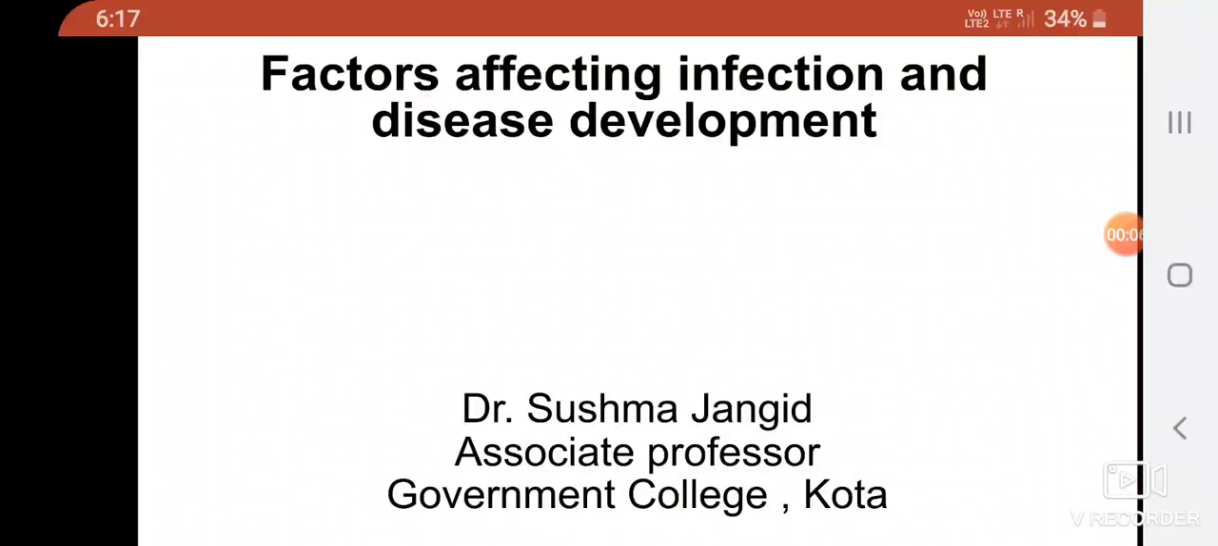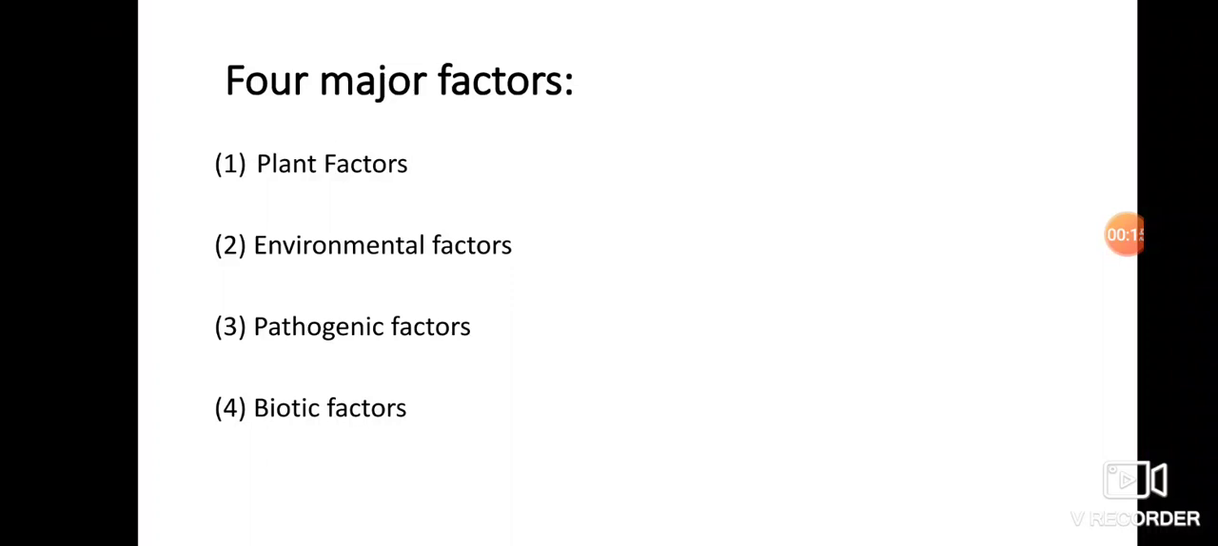Today we will discuss the factors affecting infection and disease development in plants. There are four major factors which influence the infection and disease development in plants. These factors are number 1, plant factors; number 2, environmental factors; number 3, pathogenic factors; and fourth, biotic factors. These factors are responsible for the infection and disease development in the plants.